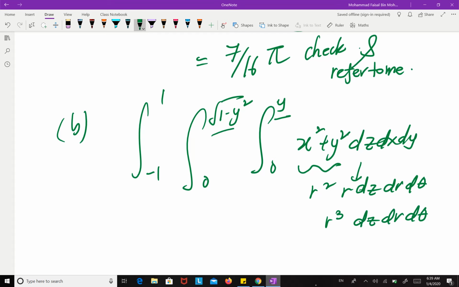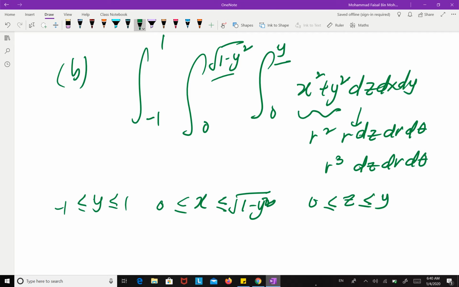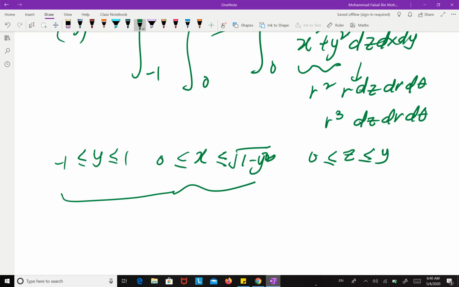So now we have to change all of this. We have y from minus 1 to 1, just a constant. Your x is from 0 to the square root of 1 minus y squared, so it can be a function or a curve. And then we have z from 0 to y. Look at xy first. Easy.